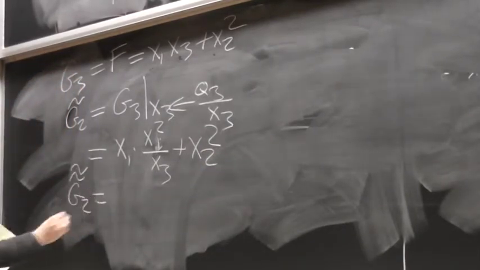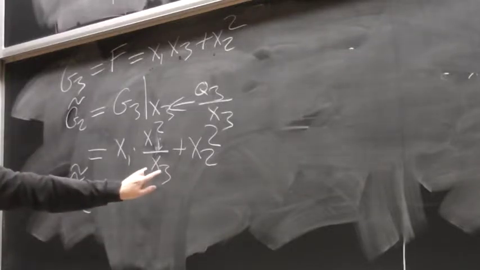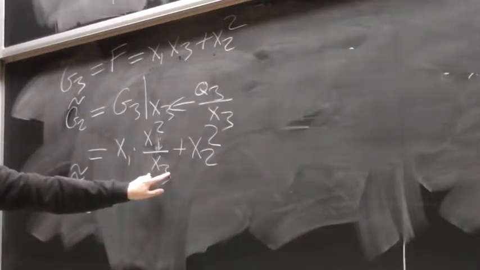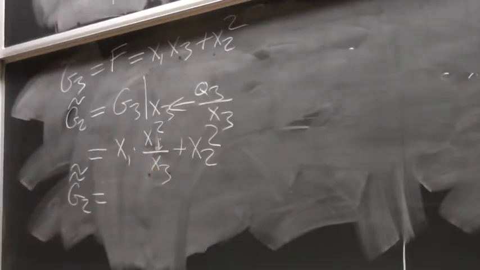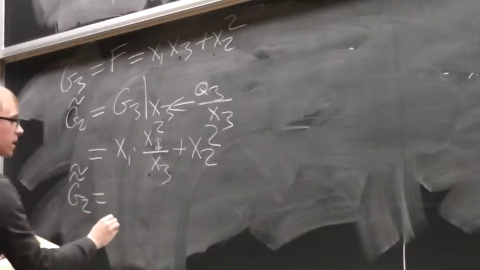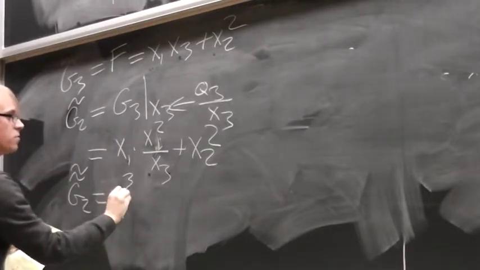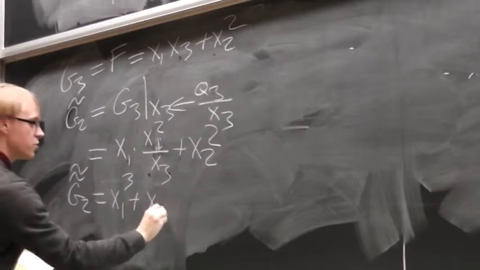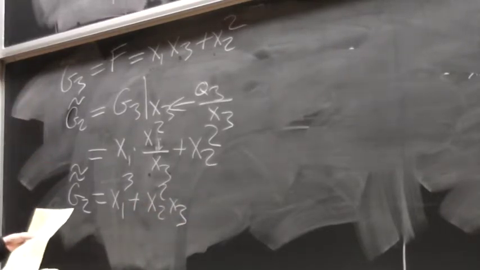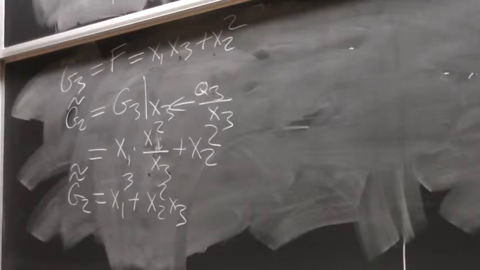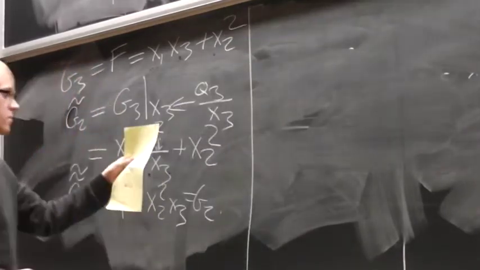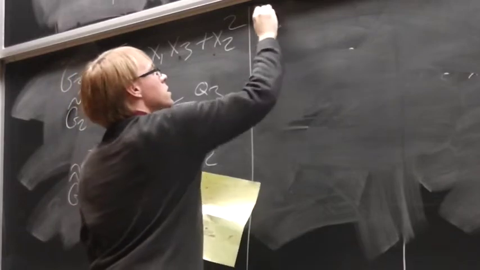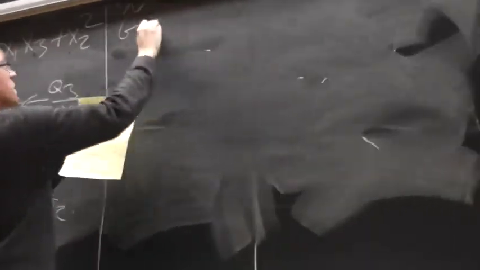And then g2 double tilde, here we want to clear out the denominators, and then we don't have any xi that's a factor of everything. So all we have to do is clear out denominators. So we get x1 cubed plus x2 squared x3, and no power of qm divides that, so this equals g2. Okay, so one down. So next up is g sub 1.